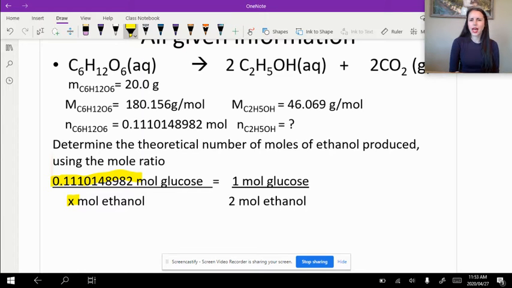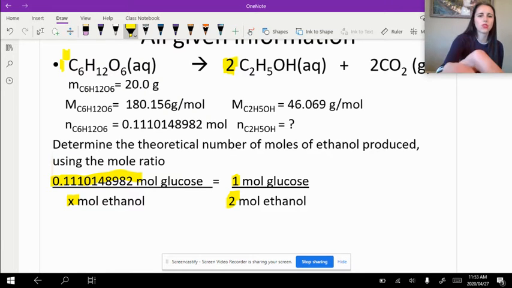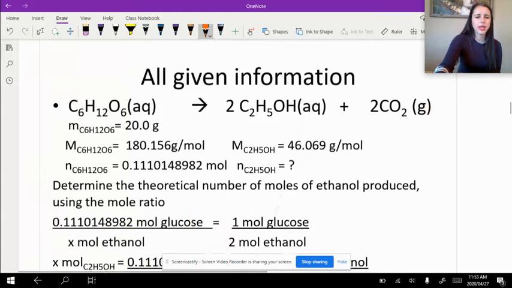Next thing I want to do is look at the coefficients in front of my balanced chemical reaction. If I look in front of glucose, I have no number written, so we assume that's a 1. And if I look in front of ethanol, I have a 2 written. So I'm going to record this 2 right here. My next step is to cross multiply. So I'm going to multiply everything by what's across from it. That's going to look like this.